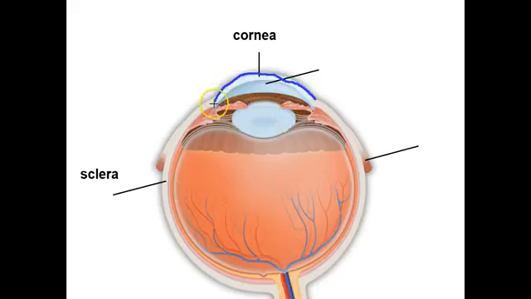But something I need you to understand here again, that I pointed out earlier, is it is continuous with the sclera. So the sclera runs itself directly into the cornea.